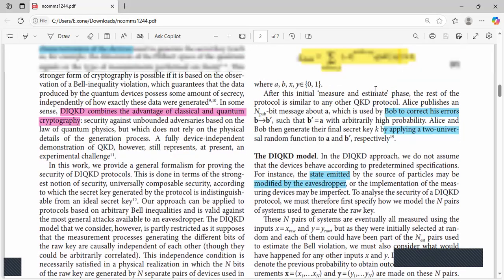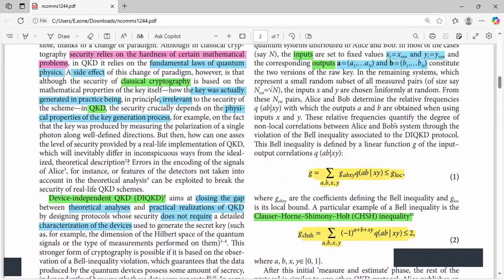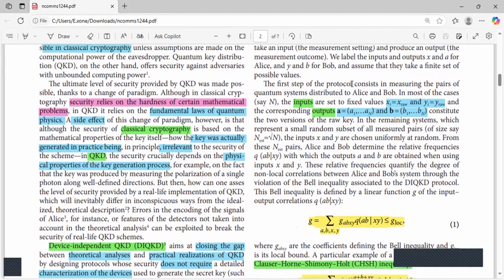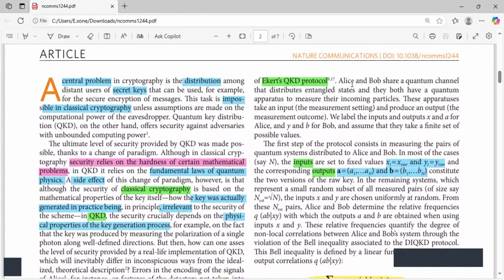So device-independent QKD protocols are usually a generalization of the protocol called the Ekert QKD protocol. And this protocol is an entanglement-based protocol.